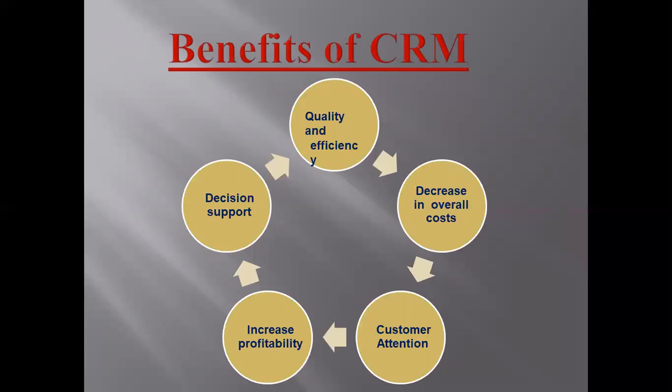Then we will attract the customers and get customer attention. Obviously, it should increase the profitability, and that will help us to make a proper decision support system. So this is a very important and integrated part of this CRM. All these five factors are automatically related with the company objectives and the profitability. So you can say both profit maximization and wealth maximization can be achievable with a good CRM process.